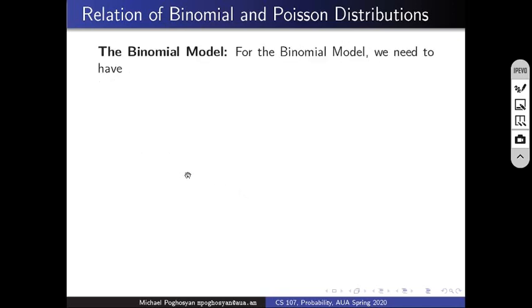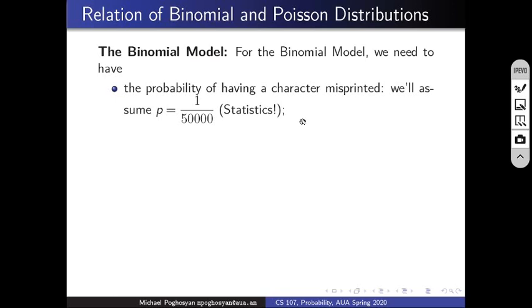So first, the binomial model. For the binomial model, we need to have the following things. We need to have the probability of having a character misprinted. If a character is misprinted, say it is our success, and we need to have the probability of success for a character. This is for one experiment, the probability of success.